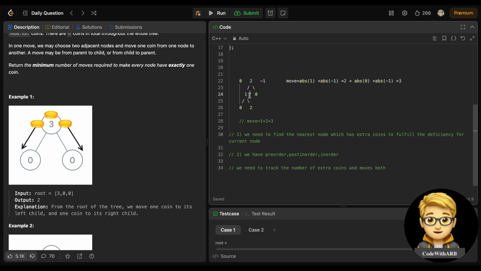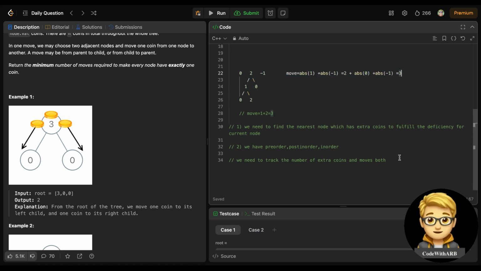So ultimately what are we returning, right? We are returning the number of coins, and we are storing the answer. If you see, we are going from left, then right, and then root. So left, right, root. Which traversal is this? This is pre-order traversal. Sorry, this is post-order traversal. This is just like the post-order traversal.